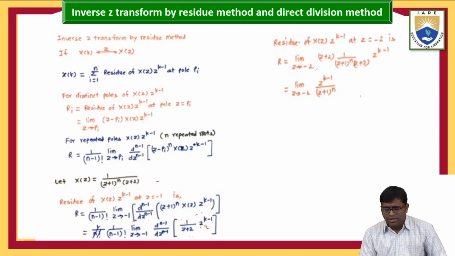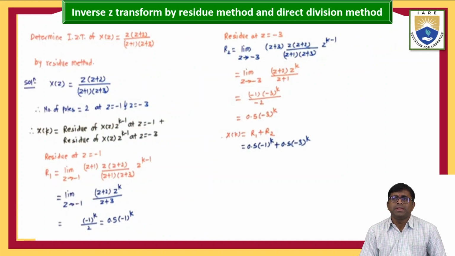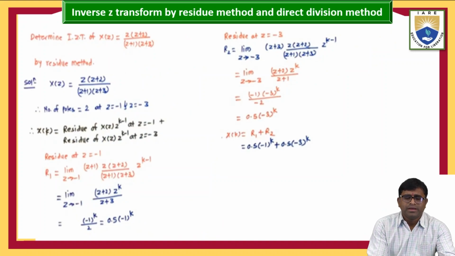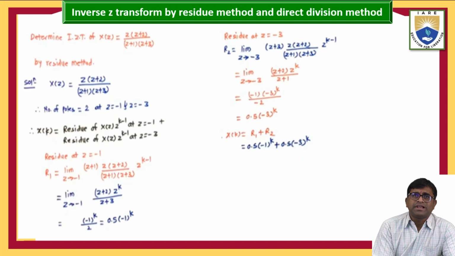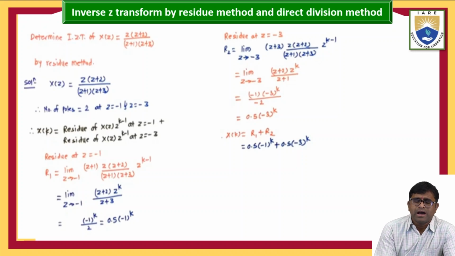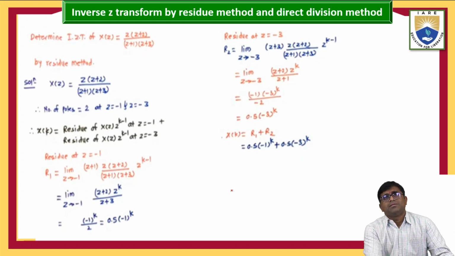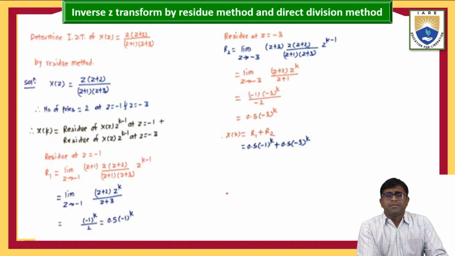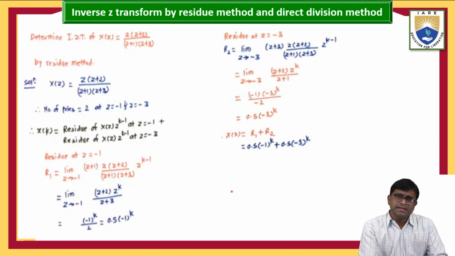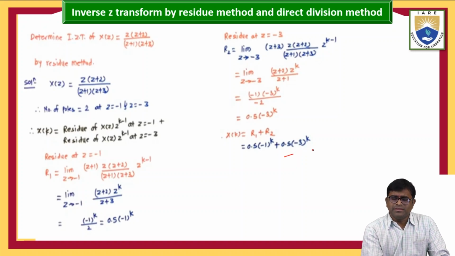Now I am going to one of the problems: find the inverse Z transform of X(z) equal to z plus 2 by z plus 1 into z plus 3. We already saw this one in the partial fraction method. Same problem, and you get the same answer there. Now I am going to solve it with the residue method.